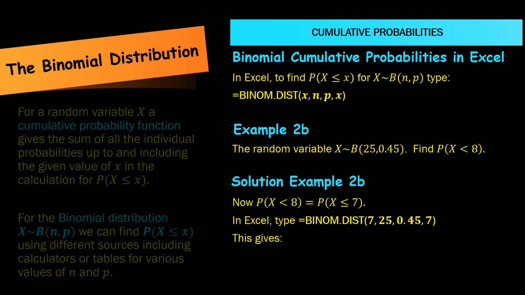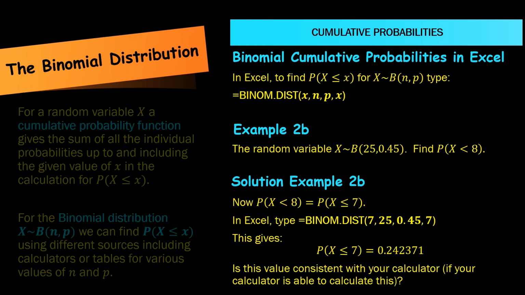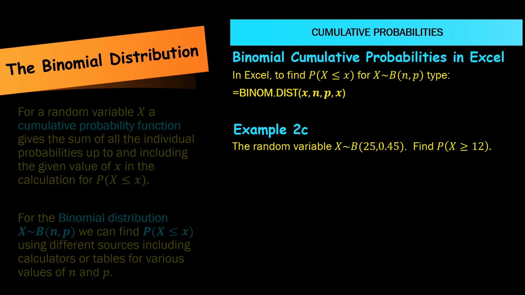And when we plug this into Excel, we have that the probability that x is less than or equal to 7 equals 0.242371. Again, do check if you can that this value is consistent with the value on your calculator. And finally, for part C, the random variable x again is distributed binomially with n equals 25 and p equals 0.45. Find the probability that x is greater than or equal to 12.